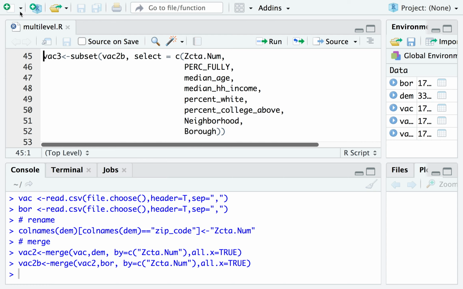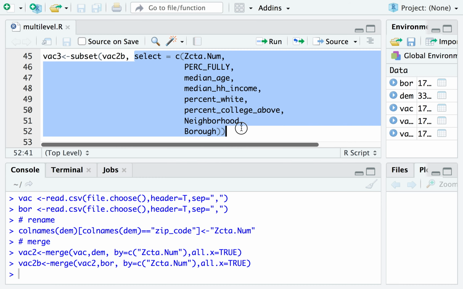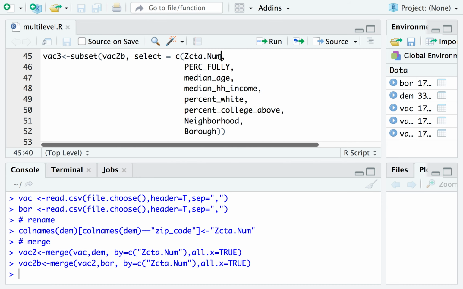Next, I will be taking a subset of the data set. The subset is only going to take the specific columns and variables that I'm most interested in. So the function is subset, and this is the data set, and I will select only these variables. I'll quickly go over them. It's zip code, the percent fully vaccinated for that zip code, median age for that zip code, household income, percent white, percent college or above.